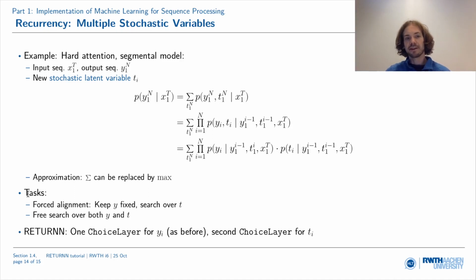So when you have that model, the common tasks are to calculate forced alignment, where you keep y fixed, the output fixed, and search over t, the latent variable, the hidden variable. Or you can do search over both y and t. And in RETURNN, this becomes very simple again with the choice layer. You use the choice layer as before for y, and you add a new second choice layer for t.